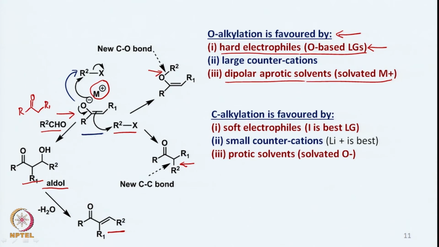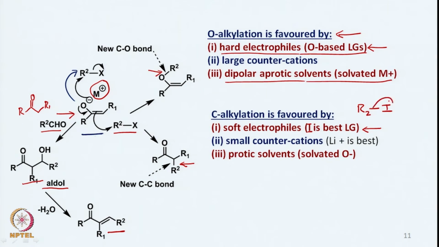Now if we want C alkylation to form, then we have to have soft electrophiles, especially iodide molecules as electrophiles, where iodine is the leaving group. So you have an R2 and I.